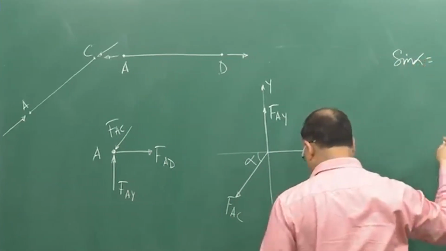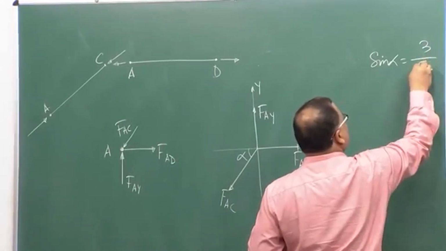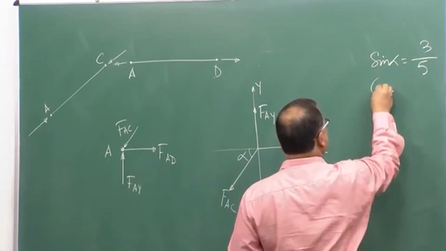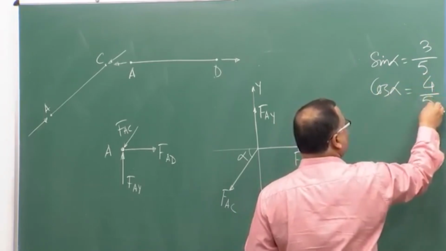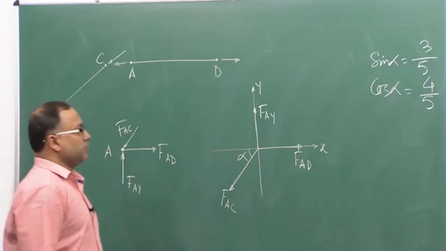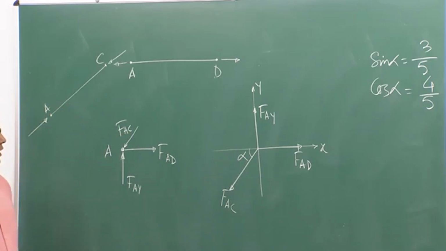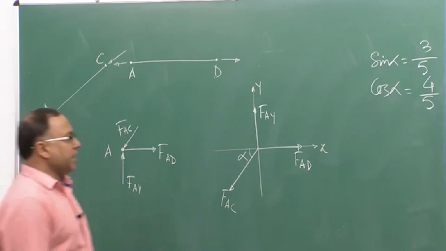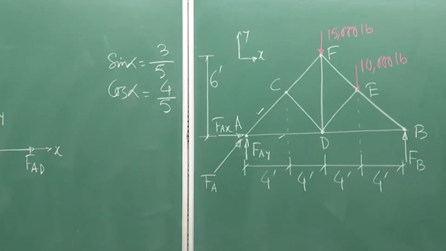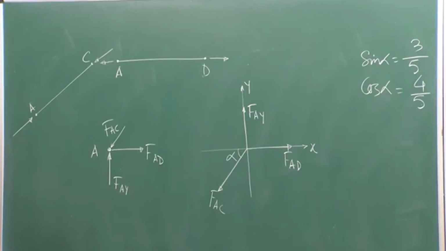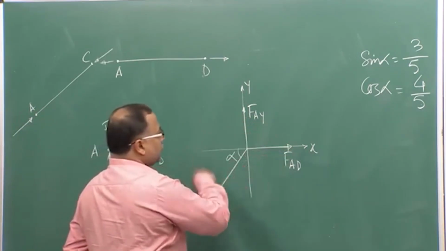Sin alpha is given by 3 by 5 and cos alpha is 4 by 5, okay. That can be obtained. So, the angle between the horizontal and this member AC can be obtained from the geometry. Okay. So, now if you look at here, these are three forces.